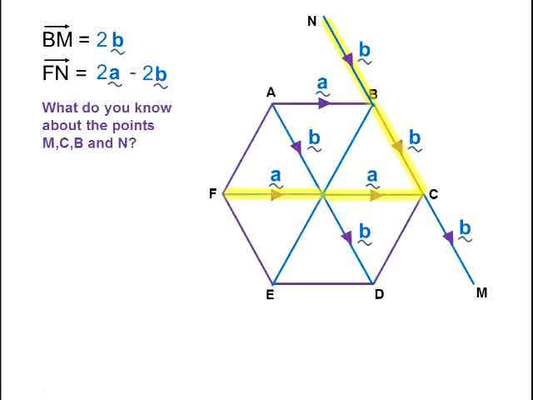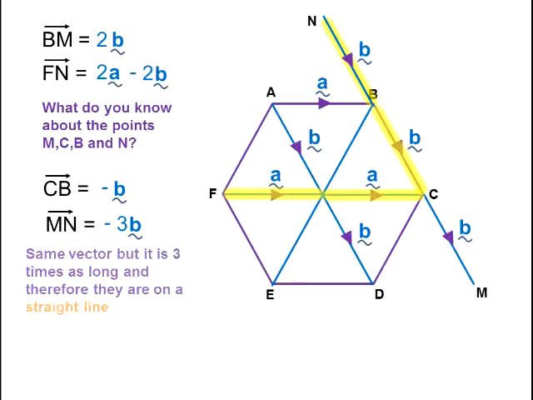So what do you know about the points M, C, B, N? So they are on a straight line, but you actually have to prove it these days. So what I'm going to say is, well, C to B is negative B. And if you do M to N, you can see that's minus 3 B's. So this is the vector, the B. This is minus 1B, and this is minus 3 B's. So this is just 3 times bigger. So it's the same vector, just 3 times bigger, and therefore it means we're going in exactly the same direction. Therefore it's parallel, or if they're on top of each other like this, it means they're a straight line.